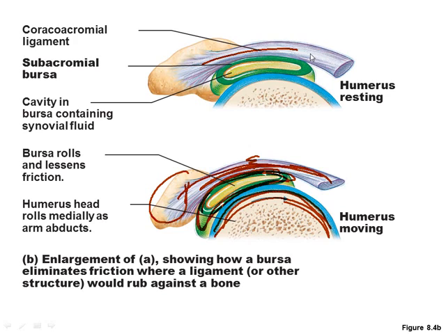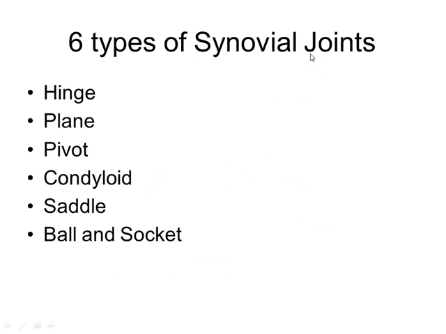Okay, so the six types of synovial joints. And they're based on basically the movement that they do. You have hinge joints. These are very common. We're going to give you some examples of those. You have plane joints, pivot joints, condyloid joints, saddle joints, and ball and socket joints. So we're going to go through each one of these and give you some examples of the different types. You'll see this on the test.